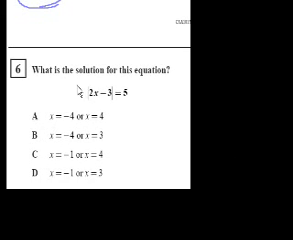Problem 6. What is the solution for this equation? All right. Sometimes these absolute value signs can appear daunting, but you just have to think it through logically. If the absolute value of 2x minus 3 is equal to 5, that tells us what? That means that 2x minus 3 is equal to 5, right? Because if inside the absolute value is equal to 5, then the absolute value of 5 is equal to 5, so that's fair enough. But what could 2x minus 3 also be equal to?